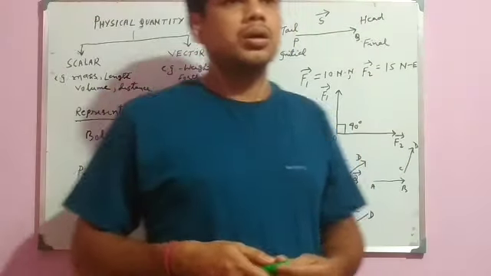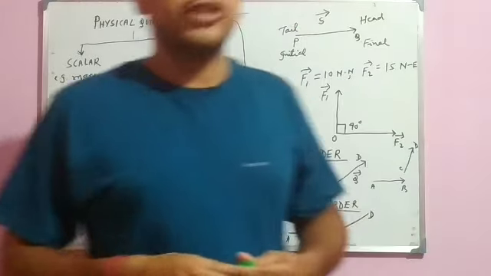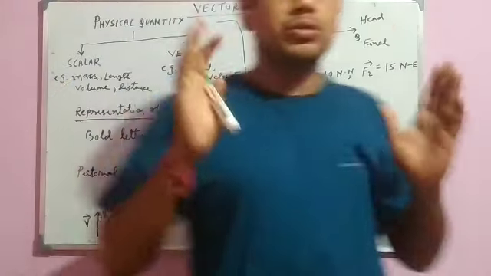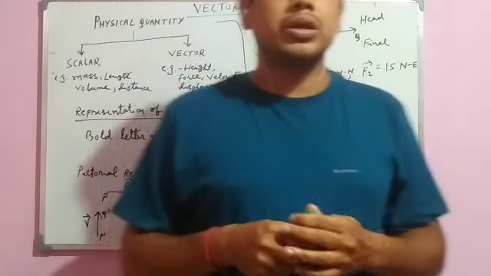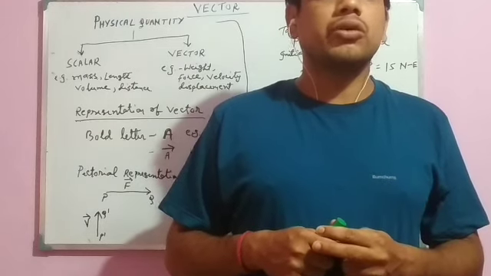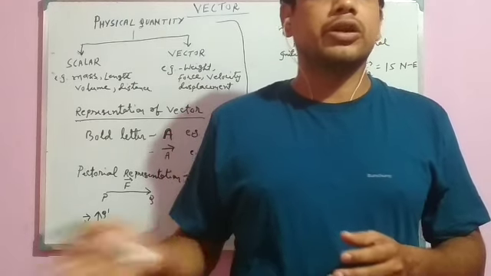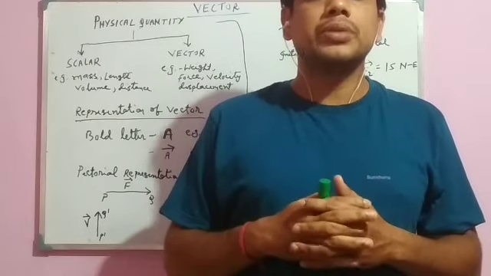Hello student, today I am going to start a new chapter. It's called vector. Okay, this is totally new for you. Every physical quantity can be divided into two broad categories. One is called scalar and another is called vector quantities. Now what is scalar quantities? You already know, I think.